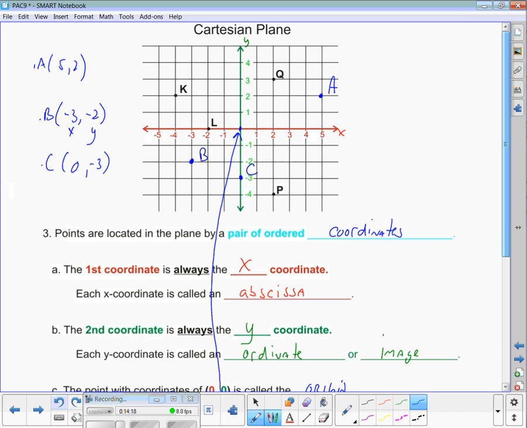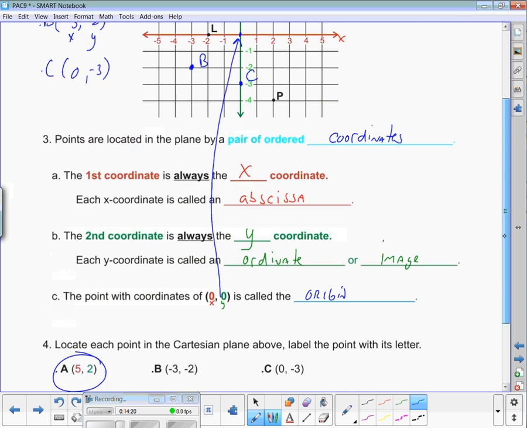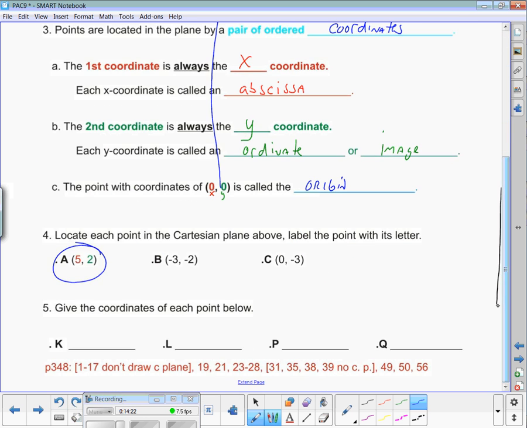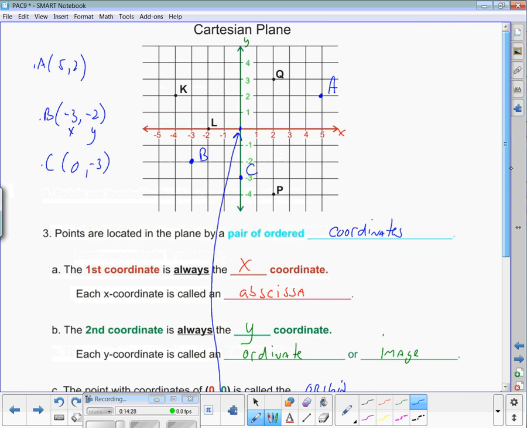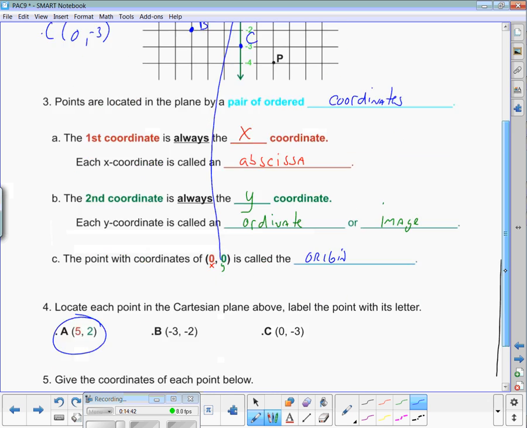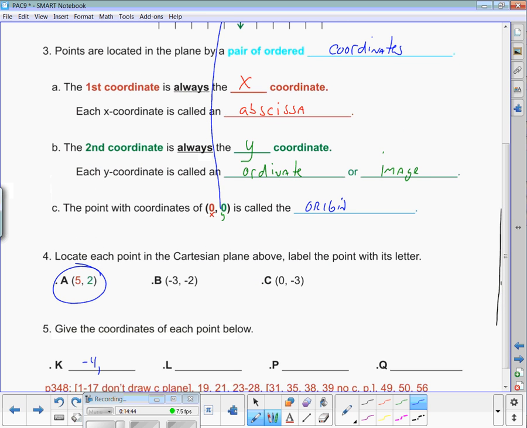Okay? And the other thing you're going to do is you're going to have to give the coordinates of a point, all right? So I want you to do K, and so look up at K. What are the coordinates of point K? All right, coordinates of point K. Locate it right here. What are the coordinates? Remember, the x's go first, the y second. Hopefully you said (-4, 2).